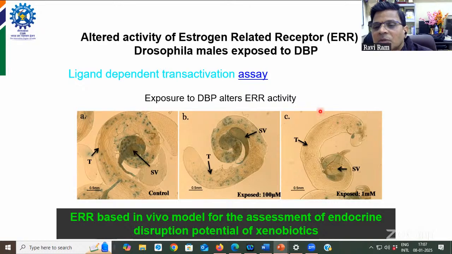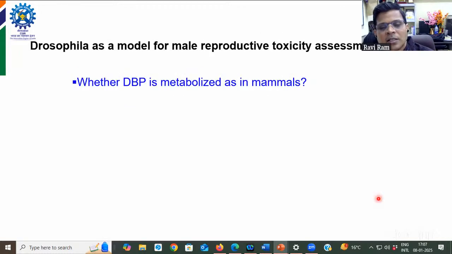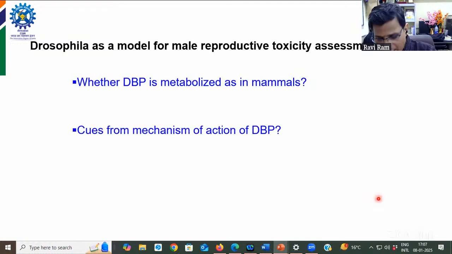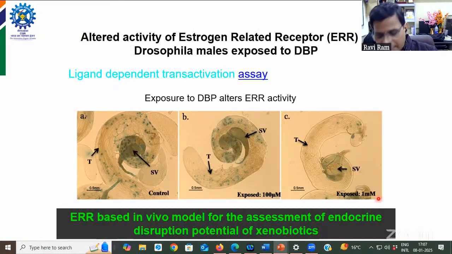So the reduction in these blue spots is a reflection of interference of DBP with the activity of ERR. You can say that this particular chemical is a disruptor in the regular hormonal signaling of ERR. So in this case, I can say that DBP, like in mammals, causes endocrine disruption even in flies.